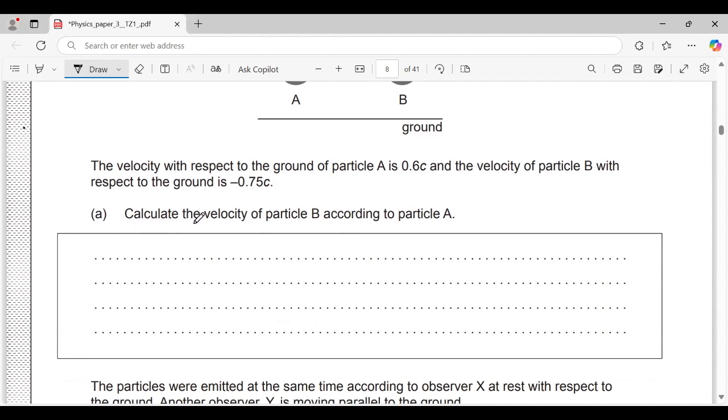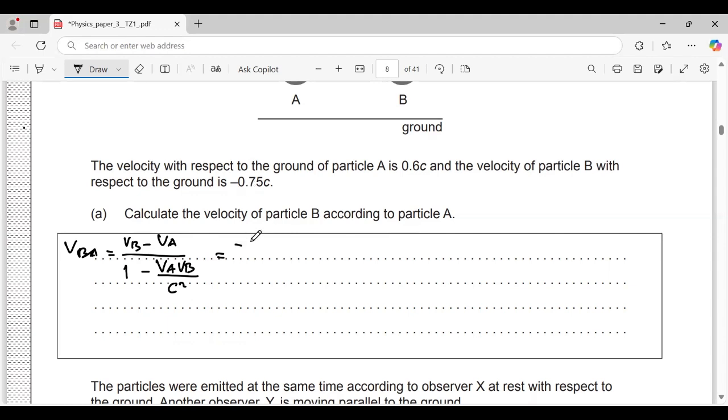To find the velocity of particle B according to particle A, we need to use the formula for relativistic velocity addition. The formula is like this: velocity B to A is equal to velocity B minus velocity A, over 1 minus VA VB over c squared, right?